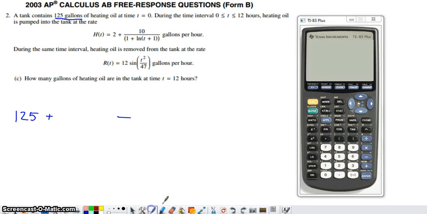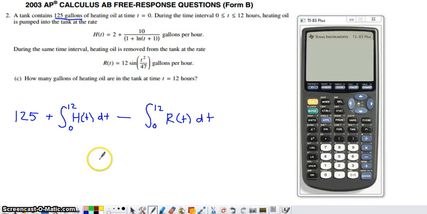So back in part A in the previous video, we said that this integral right here, integrating the rate at which heating oil enters the tank from the t-value of 0 to the t-value of 12, gives you the total amount of heating oil that enters the tank over the course of this time frame. If we want to subtract off the total amount of heating oil that leaves the tank over the course of this time frame, we're going to integrate the rate at which heating oil leaves from 0 to 12. And if we can find the value of this expression right here, we're going to have the answer to part C. The calculator's definitely in play for this problem, and you would definitely want to do this definite integral and evaluate this on your calculator.